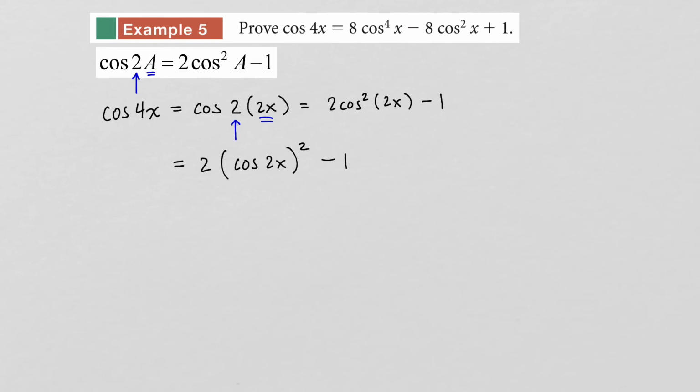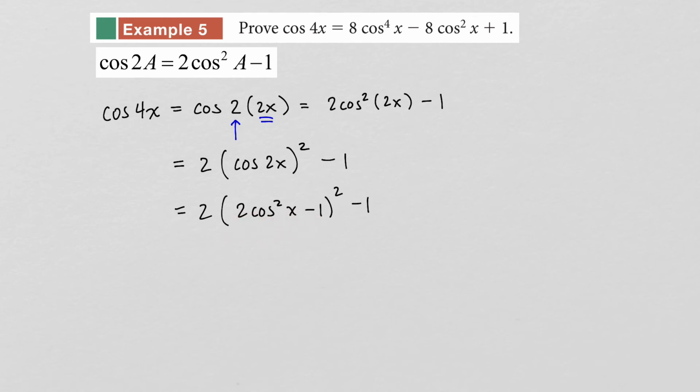Now from here, I can apply the double angle formula once again to the cosine of 2x. So what is cosine of 2x going to be? Well, that's pretty straightforward. That's just going to be replacing the a here with an x. So cosine of 2x is 2 cosine squared of x minus 1. So I'm going to put that in here. And when you put that double angle formula in here, this is what you end up with.